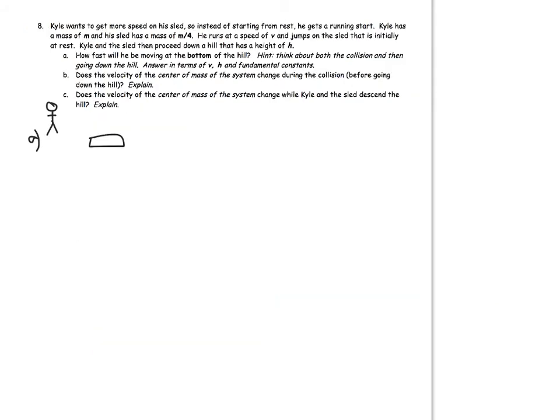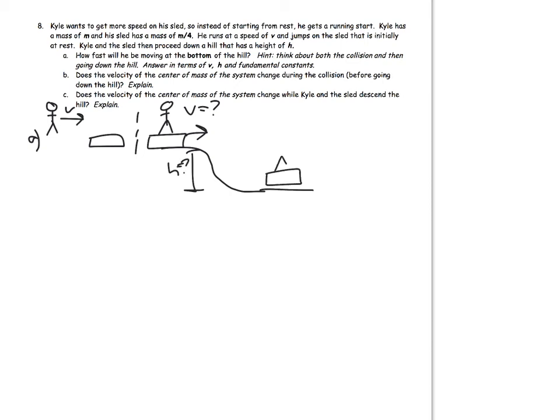Moving on to this next one, we have a child, Kyle, running and jumping onto a sled. Kyle's initially running at some speed v. He runs and jumps on the sled, so now Kyle and the sled are moving together at some new speed. And then they're going to descend this hill that has a height of h. What we're ultimately looking for is the velocity when they get to the bottom of the hill.